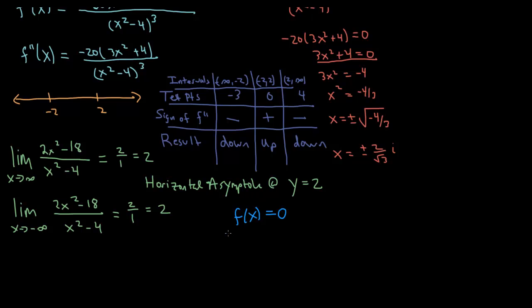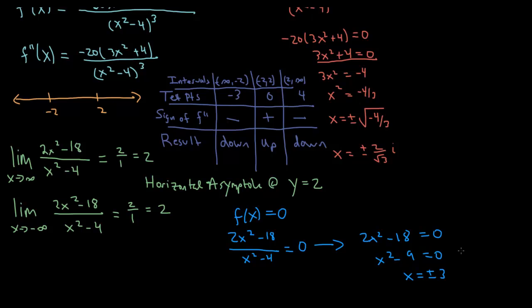So we have 2x squared minus 18 over x squared minus 4 equals 0. Again, that same trick applies: the left-hand side is only 0 when the numerator is 0. So this entire thing looks complicated, but we can translate that into 2x squared minus 18 equals 0 and solve that. That's a lot easier because we can divide both sides by 2 and get x squared minus 9 equals 0, which we know easily solves to x equals plus or minus 3. So there are x-intercepts at plus and minus 3.